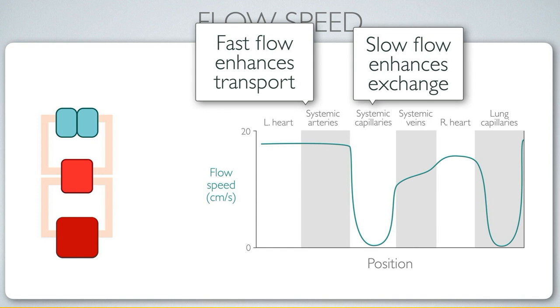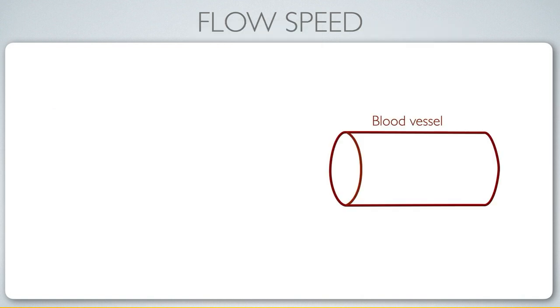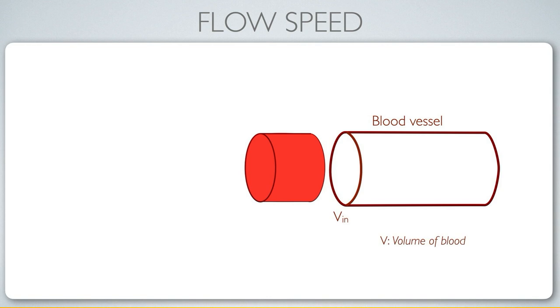Okay, now that we see the pattern, that doesn't really explain how or what it is that determines this particular pattern. So in order to understand what's governing this pattern, let's consider a simple case. So we've got a blood vessel that's just a cylinder that's full of some fluid. And we're going to push a particular volume of fluid into this system at one end. Okay, so that's our V for volume, V in.